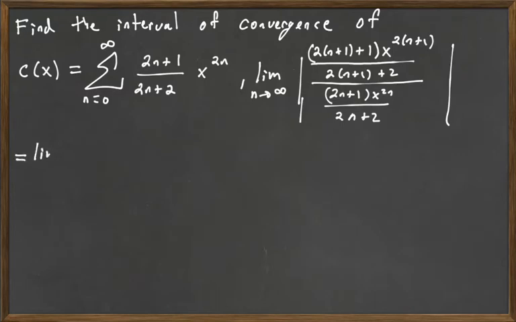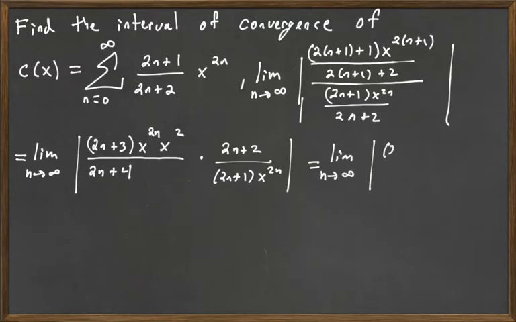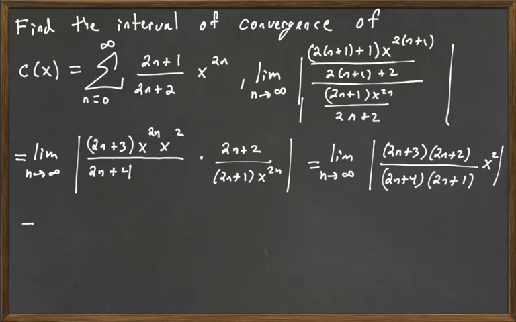Okay, and then we'll keep, flip and change and do a little bit of simplification. So we're going to have (2n plus 3) x to the 2n times x squared, all over 2n plus 4, and then we're going to flip the bottom fraction over. So 2n plus 2 divided by (2n plus 1) x to the 2n. We'll simplify that down some more. So this is the limit as n goes to infinity of (2n plus 3) times (2n plus 2) all over (2n plus 4) times (2n plus 1), and then times x squared in absolute value.